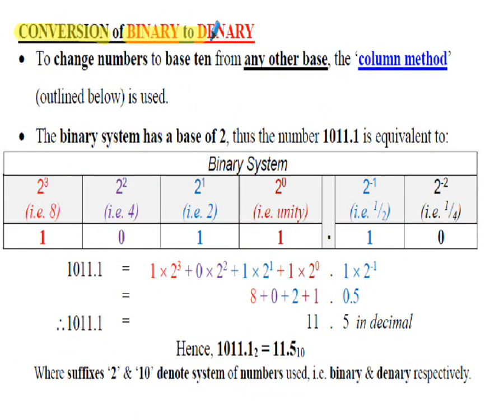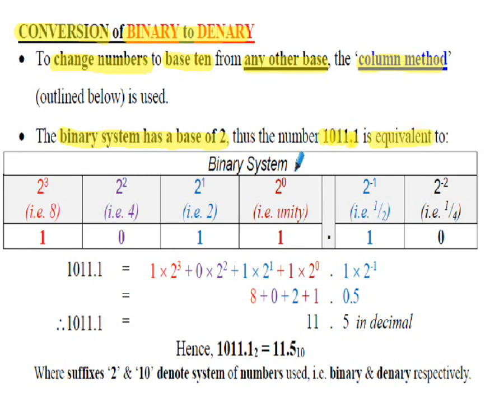Conversion of binary to denary. To change numbers to the base of 10 from any other base, we use the column method. So convert from the binary system to the denary system. We note that the binary system has a base of 2. So given the number 1011.1, that's equivalent to, in column heading format, the following.